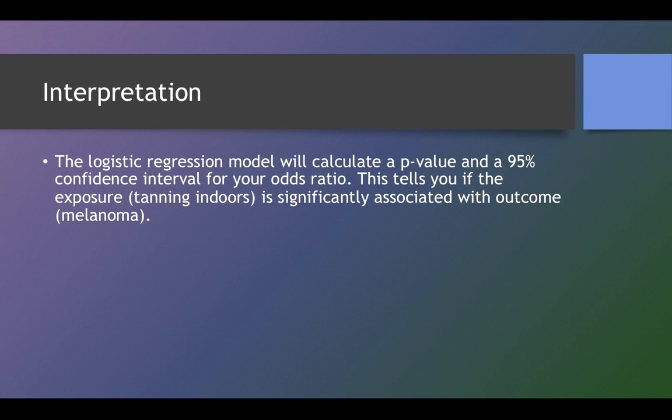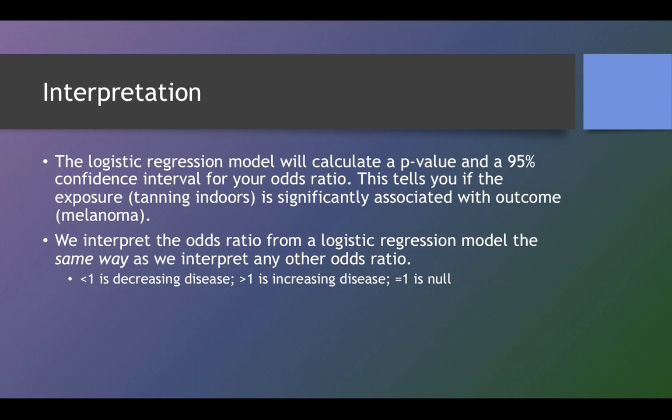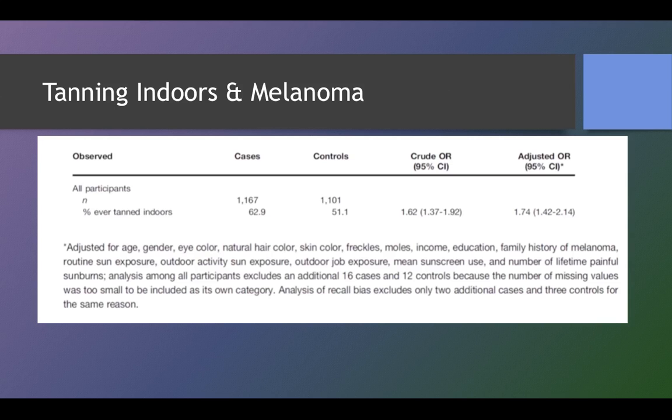The logistic regression model will calculate a p-value and a 95% confidence interval for your odds ratio. This tells you if the exposure, tanning indoors, is significantly associated with the outcome melanoma. We interpret the odds ratio from the logistic regression model the same way as we interpret any other odds ratio. Less than 1 is decreasing disease, greater than 1 is increasing disease, and 1 is null. So, for our example, the crude odds ratio, which comes from the univariate unadjusted model, is 1.62. The adjusted odds ratio is 1.74.